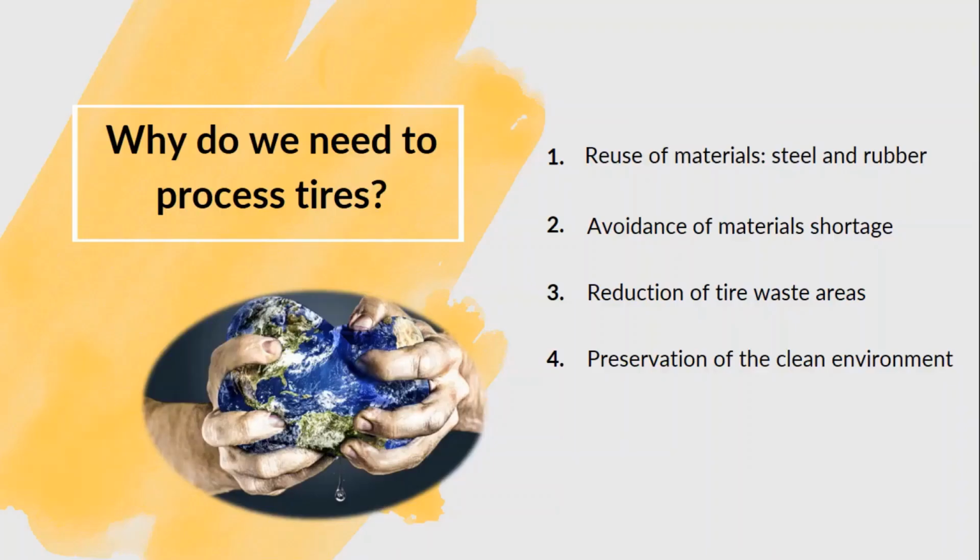At first, we must understand why we need to process tires. For this, we have four main reasons. First one is reuse of materials, steel and rubber. Second, avoidance of materials shortage. Third, reduction of tire waste areas. And the last one is preservation of the clean environment. So we do this to make tires become not rubbish, but a resource of materials.